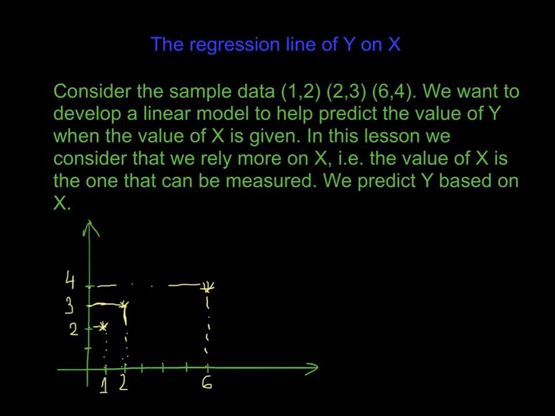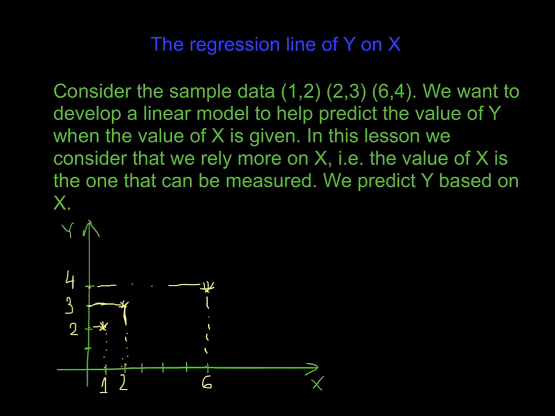In this lesson, we consider two variables, x and y, which are measured on the same individuals. So there are two different measures on the same individuals. For example, for the value of x equals 1, y is found to be 2. We start with this particular example. For x equals 2, y is 3, and so on. This is the data graphed on a graph of x against y.